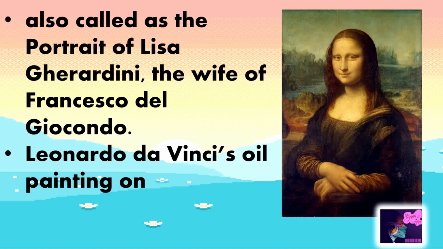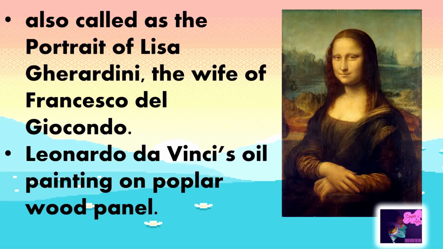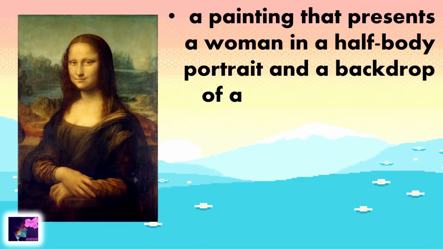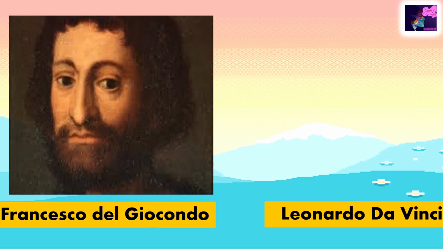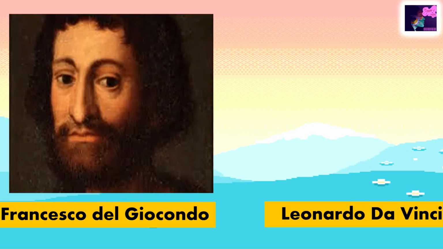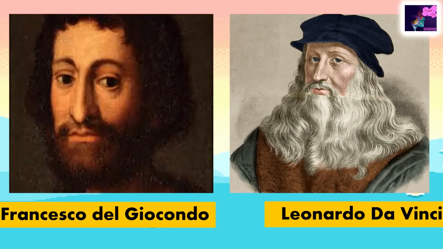Also called the Portrait of Lisa Gherardini, the wife of Francesco del Giocondo, this is Leonardo da Vinci's oil painting on poplar wood panel. It is a painting that presents a woman in a half-body portrait with a backdrop of a distant landscape. Mona, a polite form of address, originates from Madonna, similar to my lady, ma'am, or madame. Here is how Francesco del Giocondo looks like, and here is the artist, Leonardo da Vinci.